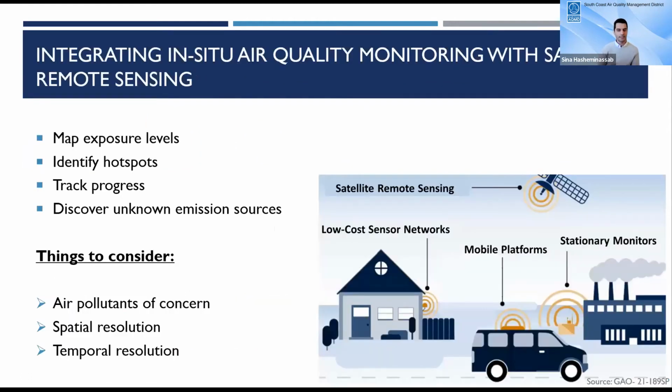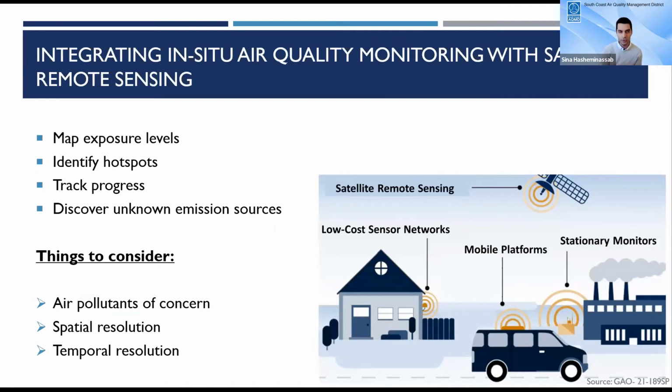So this is my last slide before I conclude my presentation. And since we are in the HAQAST meeting, I also wanted to briefly touch on the ways that satellite remote sensing could potentially complement the work that we are doing on the ground.